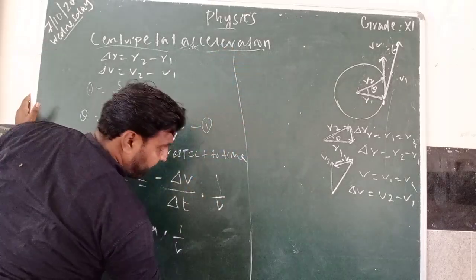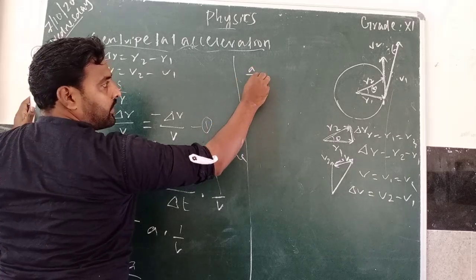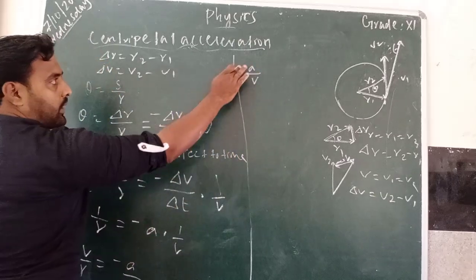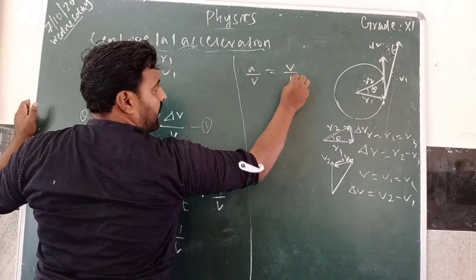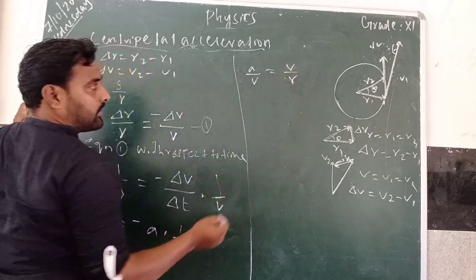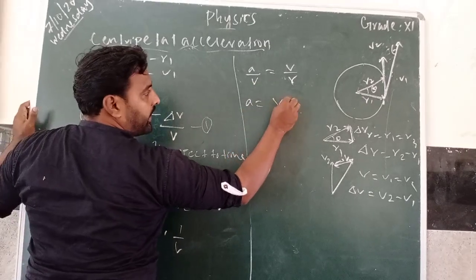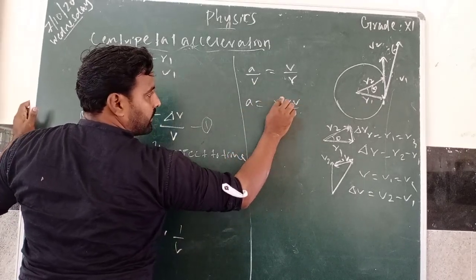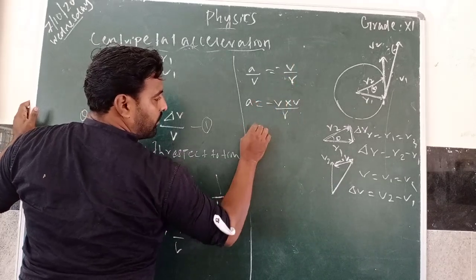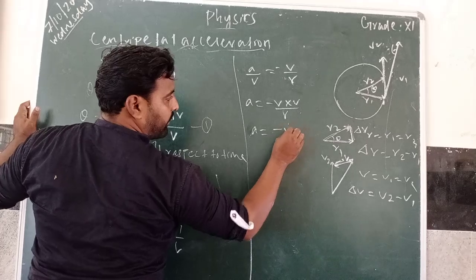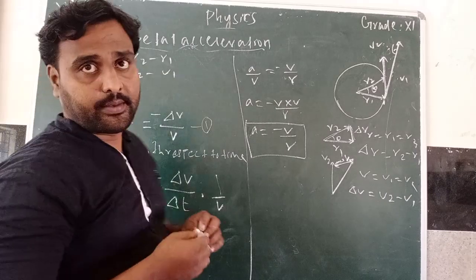Now take this A by V to this side, the minus becomes plus, and this term goes to the other side, so V by R. Now cross multiply: A is equal to V into V by R. So A is equal to minus V squared by R. This is the centripetal acceleration relation.